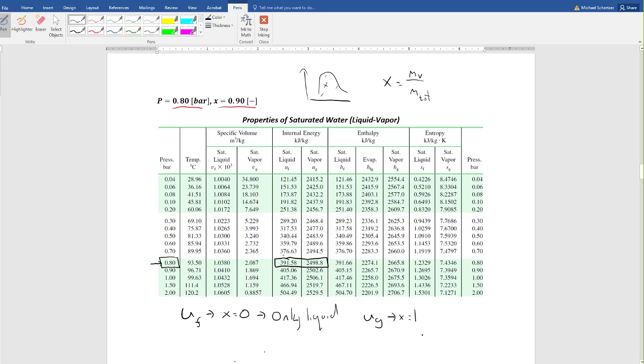And if the quality is equal to 1, that means that the mass of the vapor is equal to the total mass. So that's only vapor, but it's still this saturated vapor. So basically, if X is equal to 0, you're right on the left-hand side of the vapor dome. And if X is equal to 1, you're right on the right-hand side of the vapor dome. So you're still at the temperature and pressure where boiling is possible, but boiling hasn't happened yet.